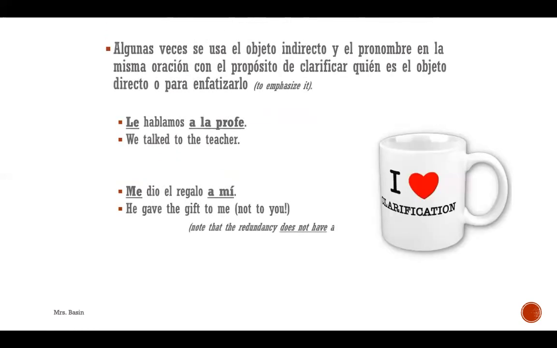Ok, now, necesitamos clarificación. Like I said, again, we use the indirect object at the end just to clarify or to emphasize, right? Le hablamos a la profe, ¿sí? Instead of just le hablamos. O me dio el regalo a mí, right? So when in the case of le and les, we use a la profe o a ellos o a ustedes para clarificar, right? Because it's vague, right? Could be él, ella, usted. When it's me, of course, it's just a me. So me, there is no need for clarification, but I use this at the end just to have a little more emphasis. Like he gave the gift to me, not to you. That kind of idea.